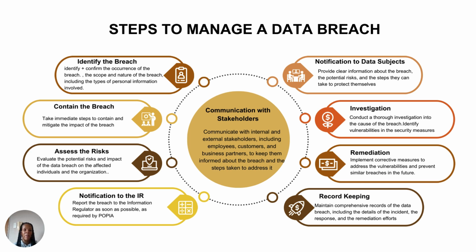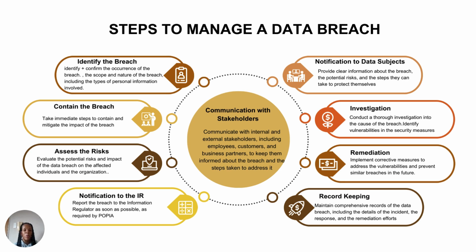So you need to identify and confirm that a breach has occurred. A breach means that a data subject's personal information has been leaked to an unauthorized party. And then the next step that you need to do is to contain the breach. So you need to take immediate steps to contain and mitigate the impact of the breach that happened. And then the third one is you must assess the risks that are involved as a result of the data subject's personal information being leaked to an unauthorized source.